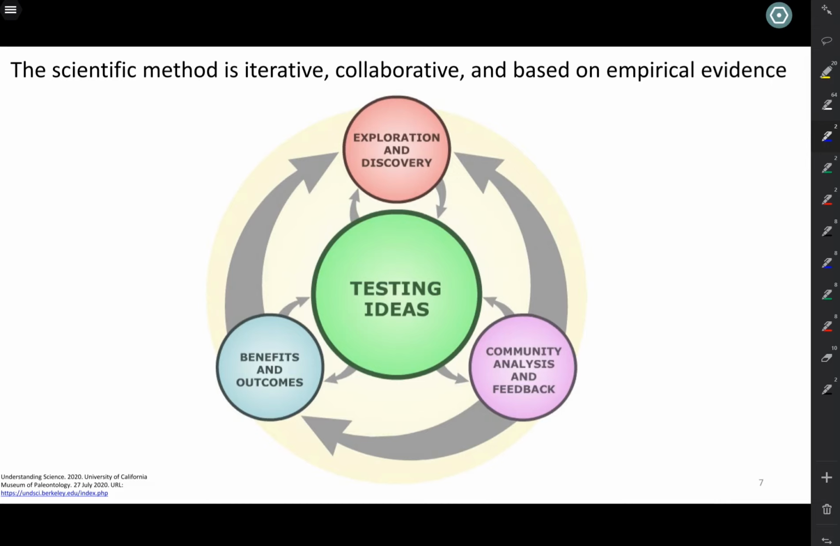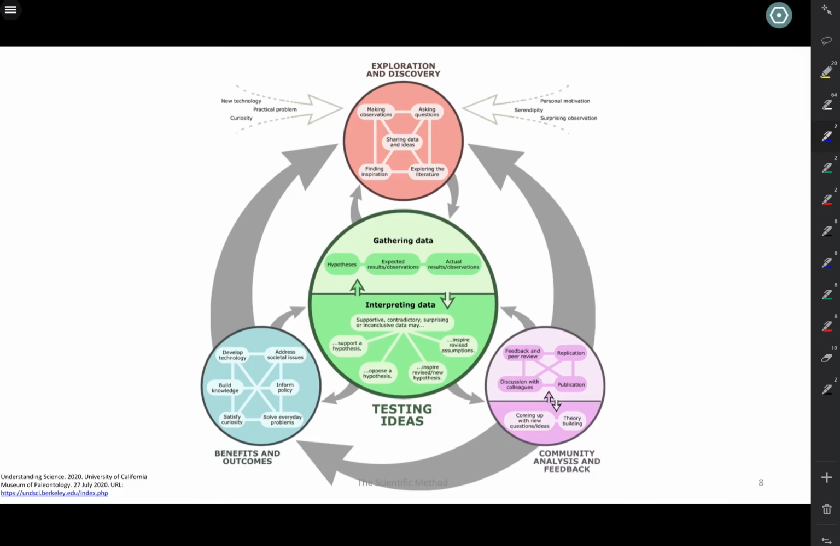They have an expanded version that I'm showing here. Don't panic. You don't need to read everything in here. I'm not going to test you on the nuances. But just to kind of highlight, we talked about that exploration and discovery phase is asking questions, making observations. And you can actually collaborate here by finding inspiration with others or reading the literature, okay? So there's a lot of different pieces within this. And if you want to learn more about this kind of more nuanced, truthful scientific method, go ahead and check out the UC Berkeley website that I have down here. It's a really comprehensive website talking about the scientific method. Okay.